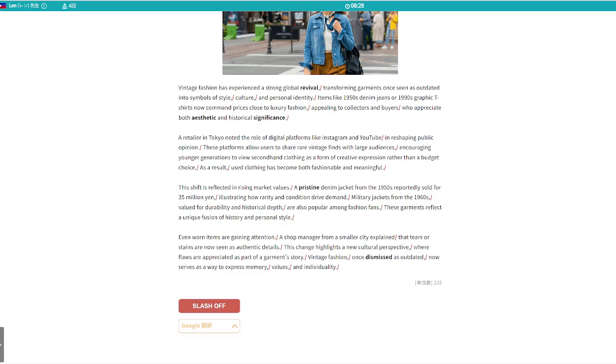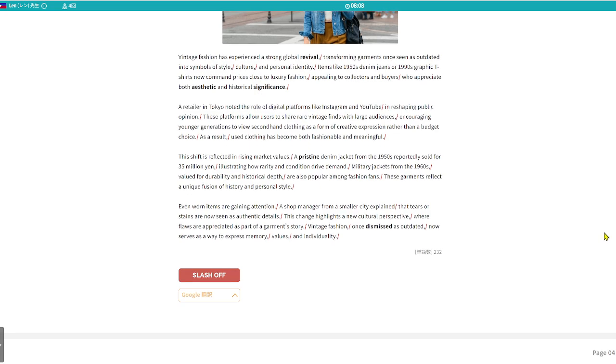These garments reflect a unique fusion of history and personal style. Even worn items are gaining attention. A shop manager from a smaller city explained that tears or stains are now seen as authentic details. This change highlights a new cultural perspective where flaws are appreciated as a part of a garment's story. Vintage fashion, once dismissed as outdated, now serves as a way to express memory, values, and individuality.